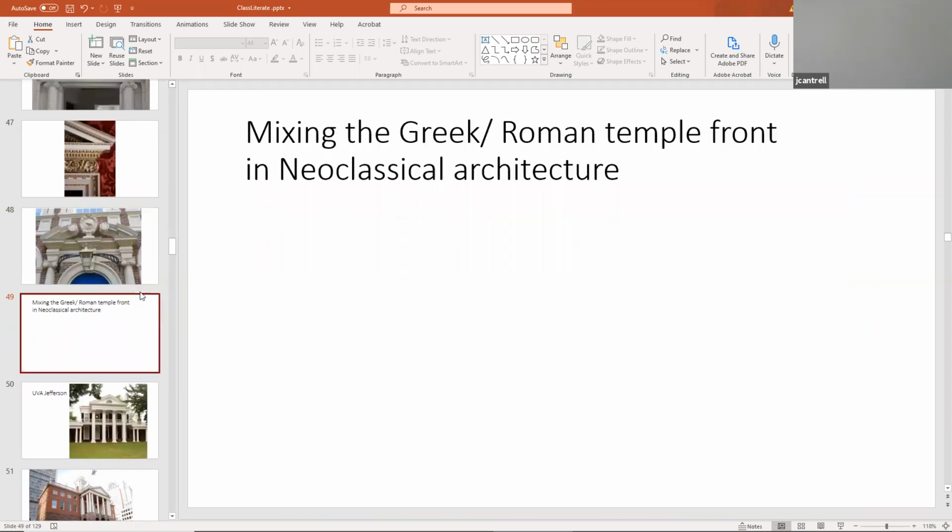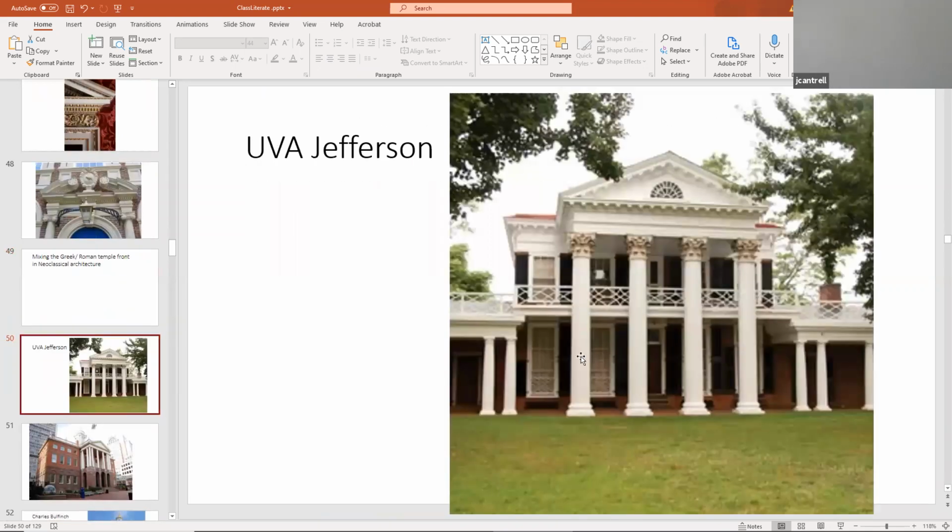Okay, so let's take a look at mixing the Greek and Roman temple fronts with neoclassical architecture. We're seeing something very new in architecture. This is a Greco-Roman temple front with the Corinthian order. This is one of the pavilions at UVA by Thomas Jefferson. We see that the columns start at the ground and of course continue all the way up to the top of the portico or the pediment.